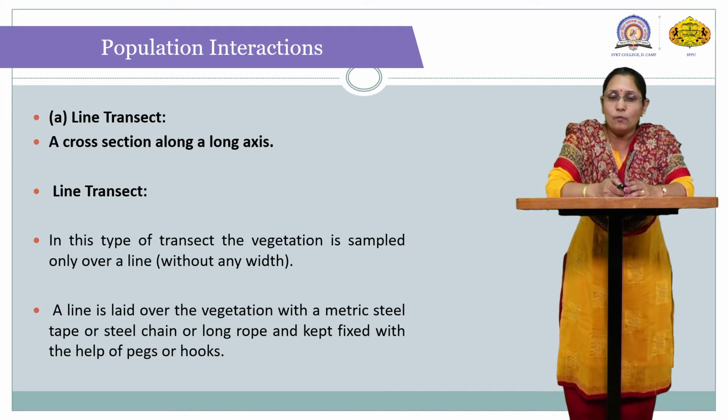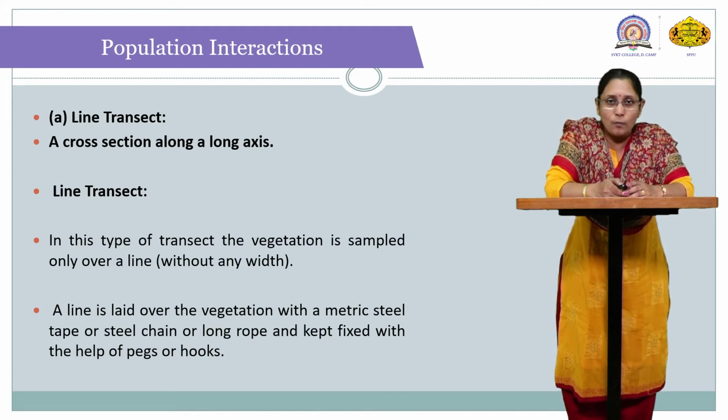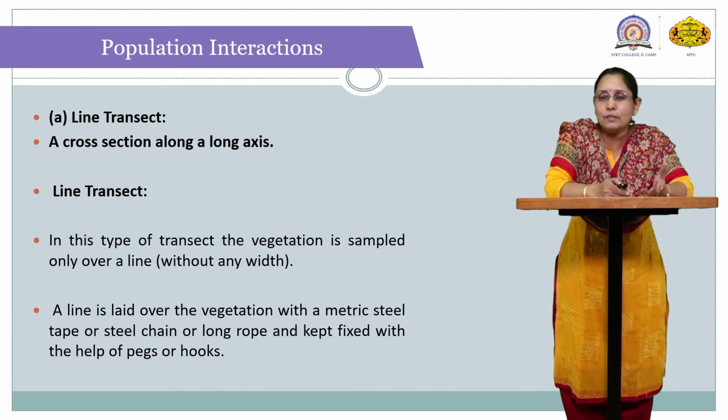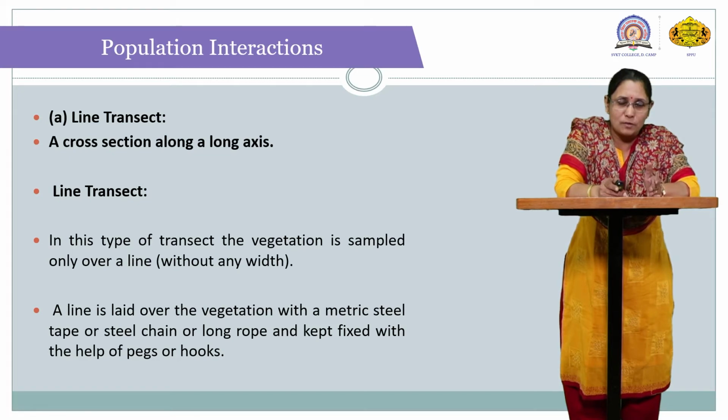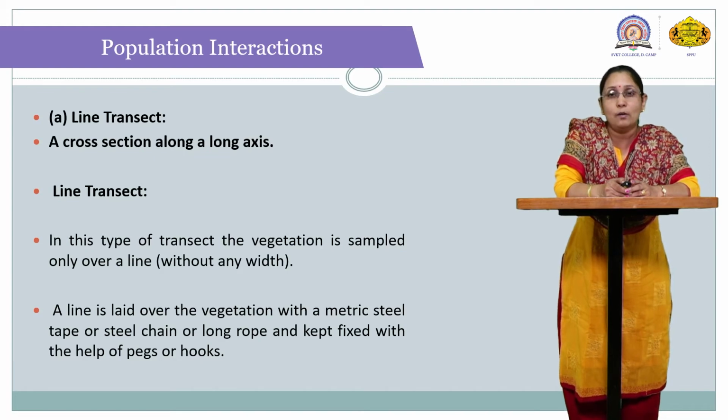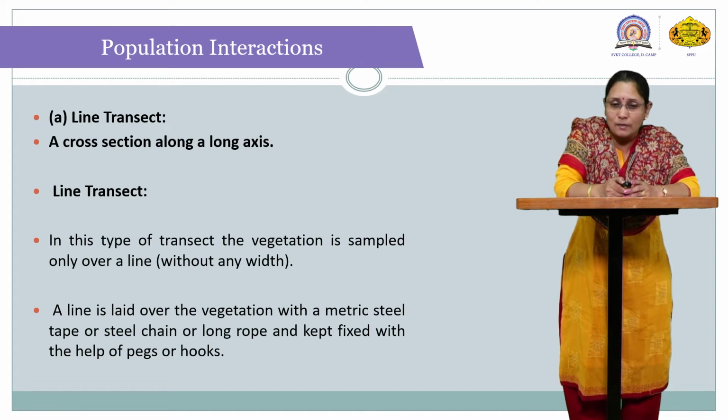This line is laid over the vegetation with a metric steel tape. How are we going to make this line? With the help of a metric steel tape, a steel chain, or a long rope. These are the equipment we are going to use for this purpose: a metric steel tape, a steel chain, or a long rope for the line transect method.